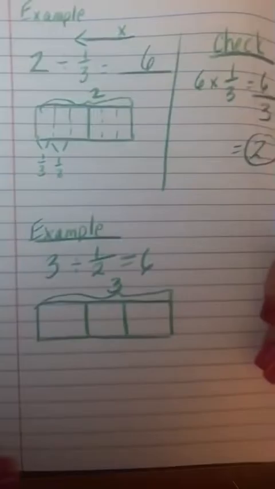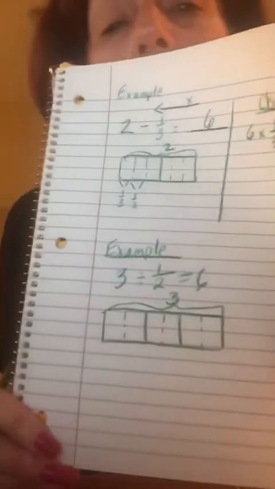3 divided by 1/2. So what are my wholes going to be? I'm going to start with 3 wholes. And I don't have to draw them as being 3 separate, but I do have to write the whole at the top. And I'm going to divide each one into halves. See that? So how many halves? So this is a half, this is a half. How many halves do I have?